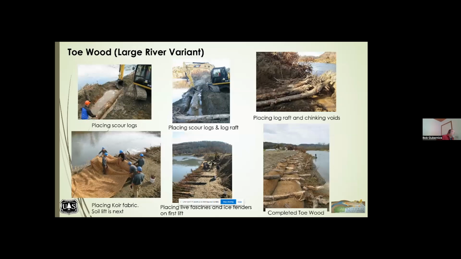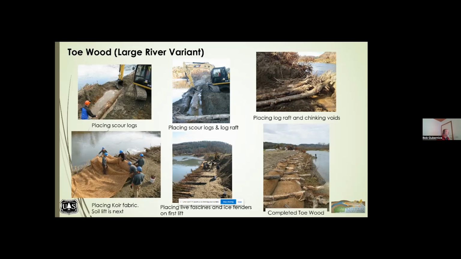I built a large river variant of tow wood. Tow wood again was meant for smaller streams. I use it on very large rivers, and essentially what I make is a large wood raft, and I build the bank up on top of that. And these logs are sized so that they go back. I understand that I'm going to get some scour, but they're embedded deep enough that they never fall in.